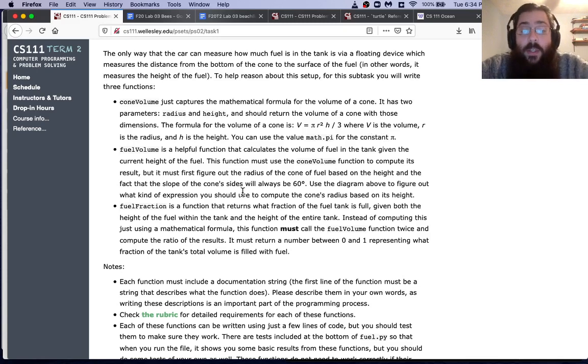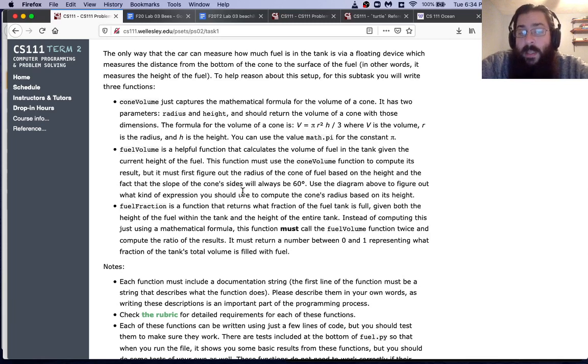The second function you're supposed to write is called fuel volume. The idea is that we know that the tank is at this 60-degree angle. So given the height of the fuel within the tank, we should be able to calculate the amount of fuel.